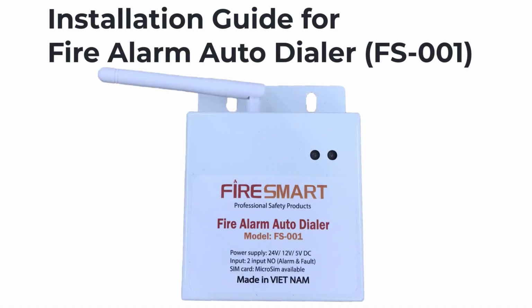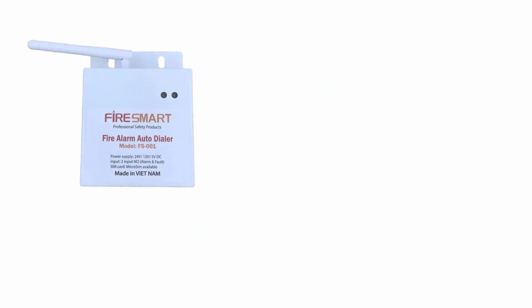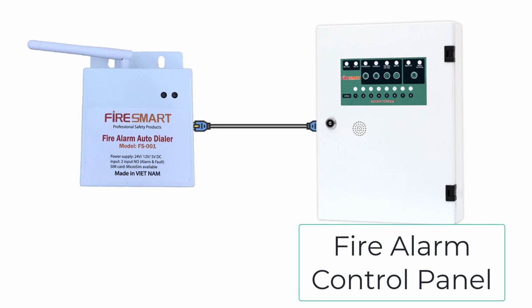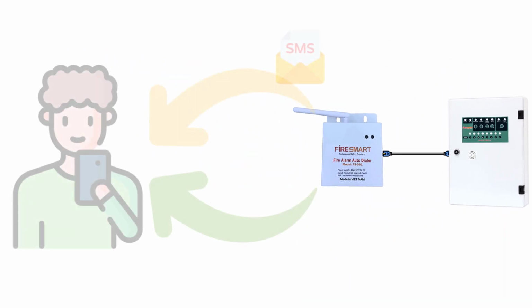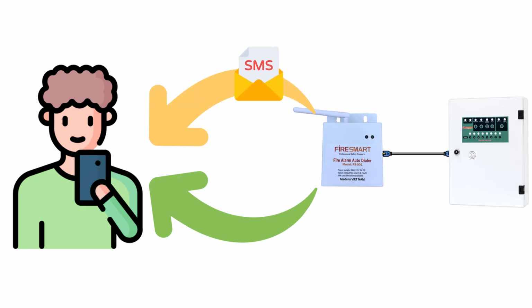Installation Guide for Fire Alarm Auto Dialer, FS-001. The FS-001 device is an automatic alert device designed to support fire alarm control panels, FACP. Its primary function is to send alert messages and make voice calls to users in the event of a fault or fire alarm on the FACP. This device utilizes GSM mobile technology to enable reliable communication.